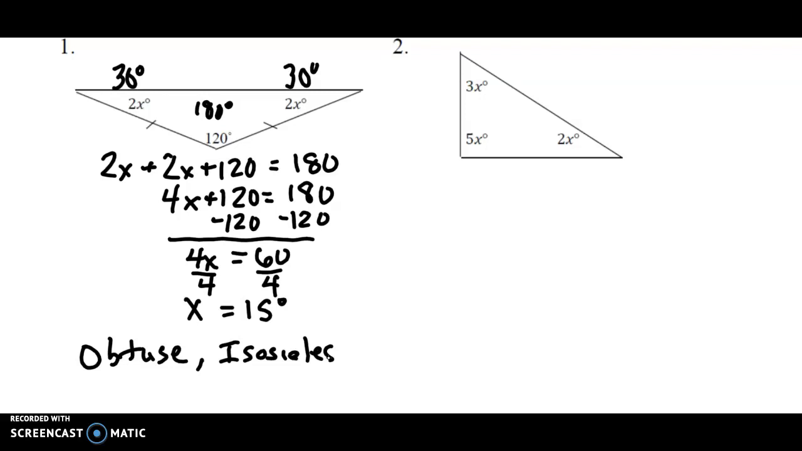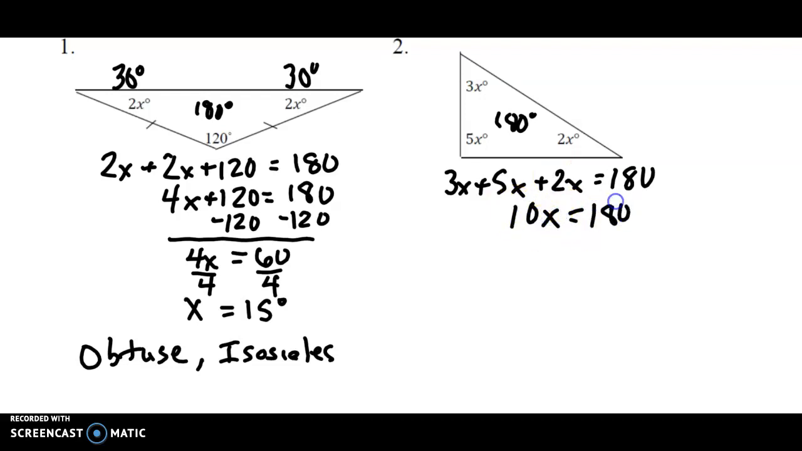All right, number 2, we'll do the same thing. Again, first thing we have to find is the value of x, and we know that the interior of every triangle is 180 degrees. So I'm going to use that information to write my equation. 3x plus 5x plus 2x is equal to 180. And I'm going to combine my like terms. 3x and 5x is 8x, and 2 more x is 10x. And we'll divide this by 10. x is equal to 18 degrees.